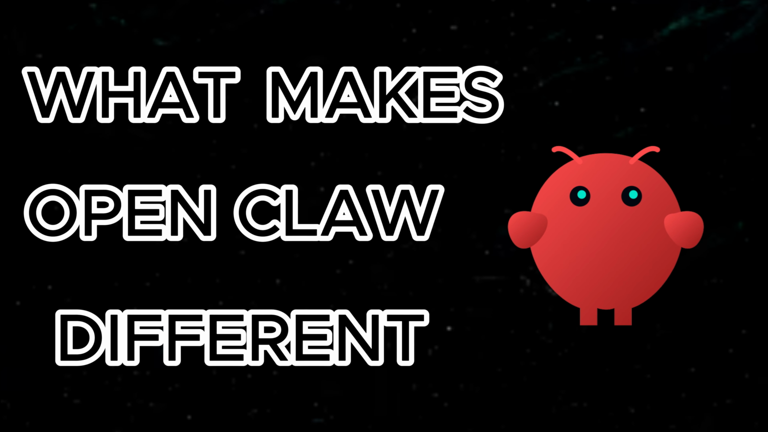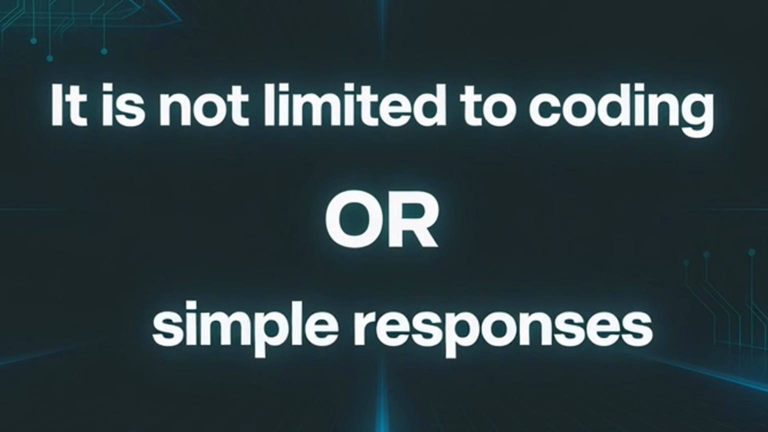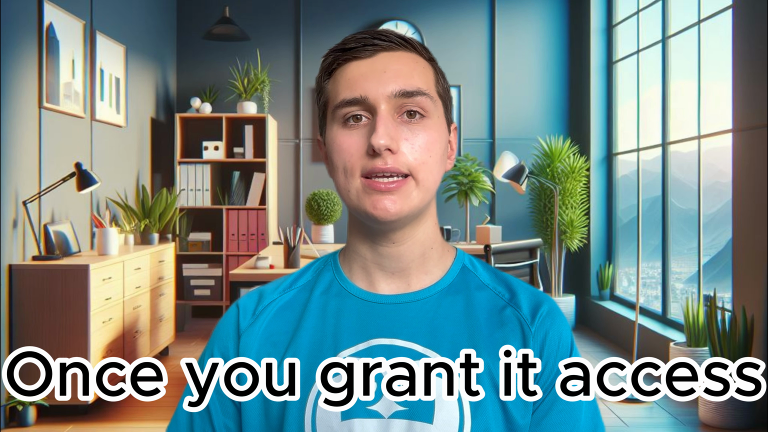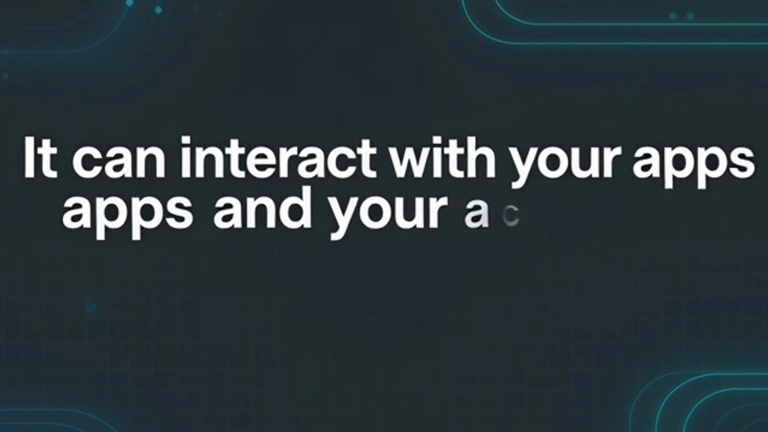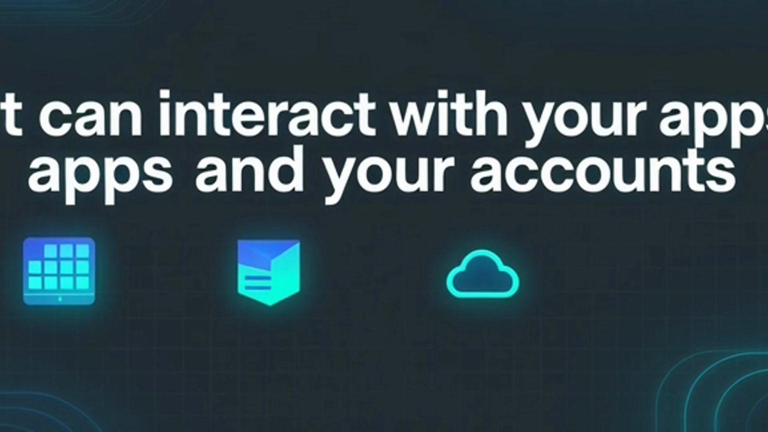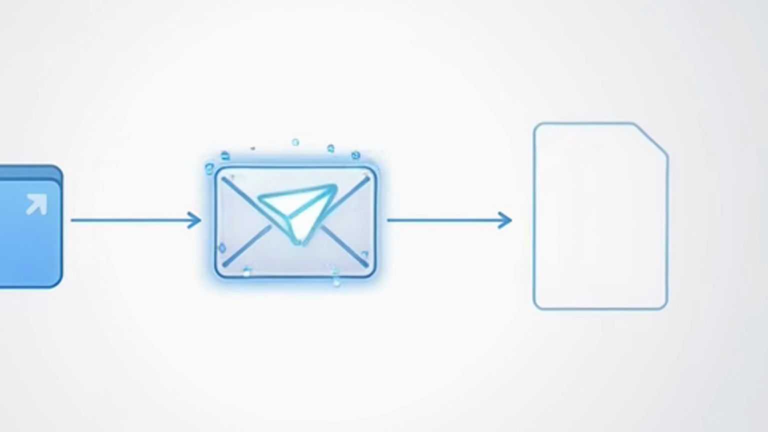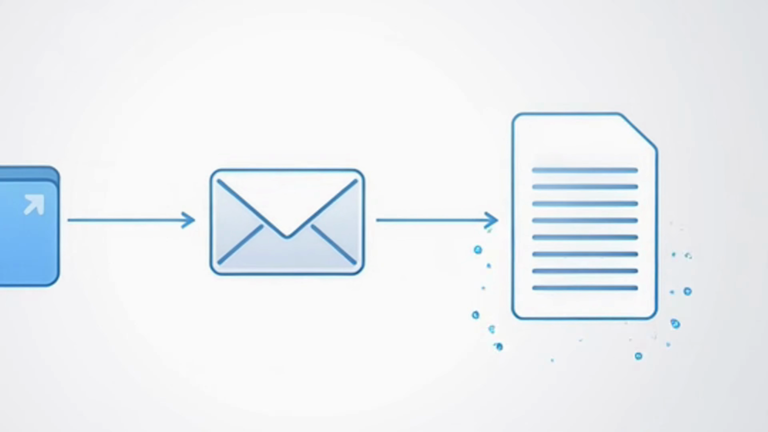What makes OpenClaw different from traditional AI tools is that it's not limited to coding or simple text responses. Once you grant it access, it can interact with your operating systems, your apps, and potentially your accounts. In other words, it does not just give suggestions, it acts. That is why it went viral. For the first time, people felt like AI truly could do the work for them. And that is also where the problem begins.